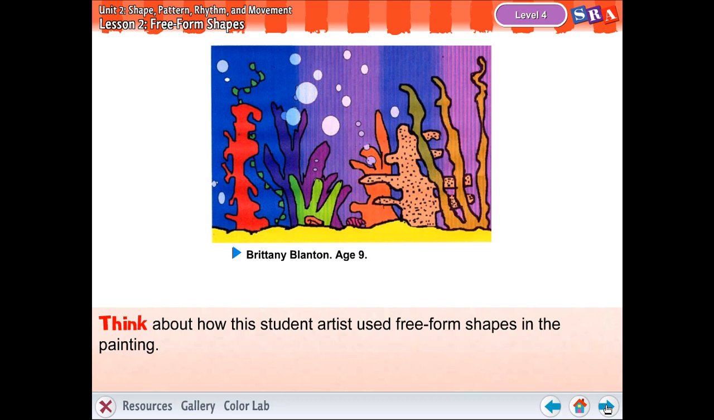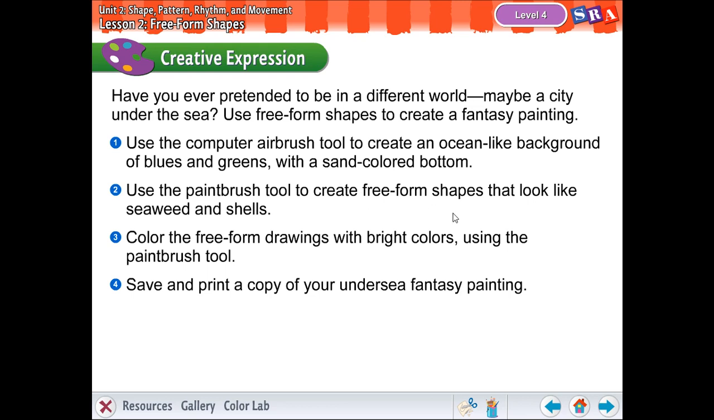Okay, so think about how this student artist used freeform shapes in their painting. This is under the ocean, and I do see some geometric shapes, circles, but then I see some freeform shapes that look like the coral reef and the different things underneath the ocean. It makes it very interesting. And then there are some shells on the bottom and stuff like that. If you added little fish, those would be considered freeform shapes as well. So this is something you can do if you want to.